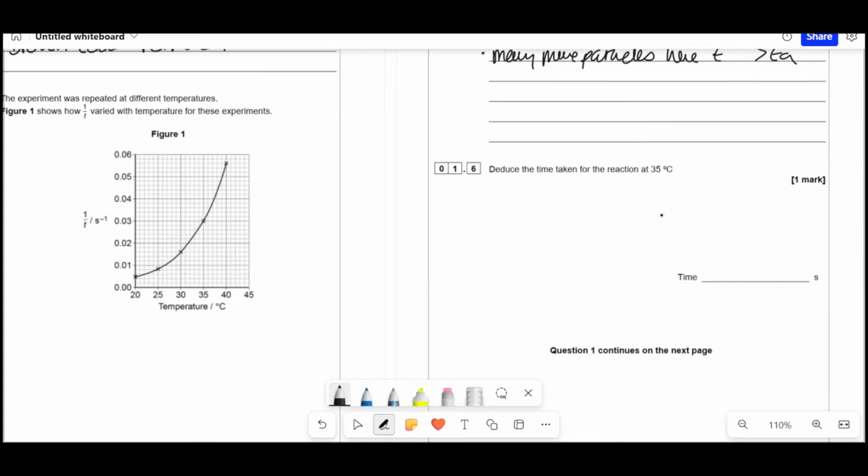So now it says, deduce the time taken for the reaction at 35 degrees Celsius. So just look at the graph and see what's going on. So at 35, 1 over t is going to be 0.03. So then the time is going to be 1 over 0.03, which is 33 seconds.